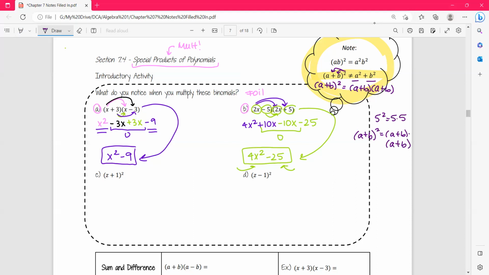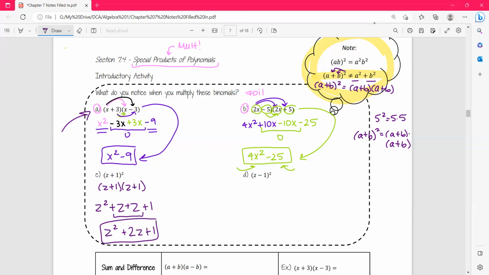So when I see C here, I'm going to just rewrite that as z plus 1 times z plus 1, and it turns into a problem like A and B. Z times z is z squared, z times 1 is z, 1 times z is z, 1 times 1 is 1. And I end up with, combining like terms here, z squared plus 2z plus 1.